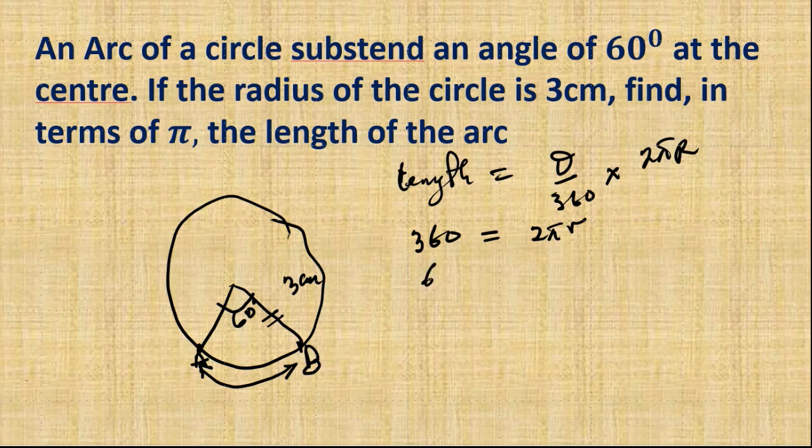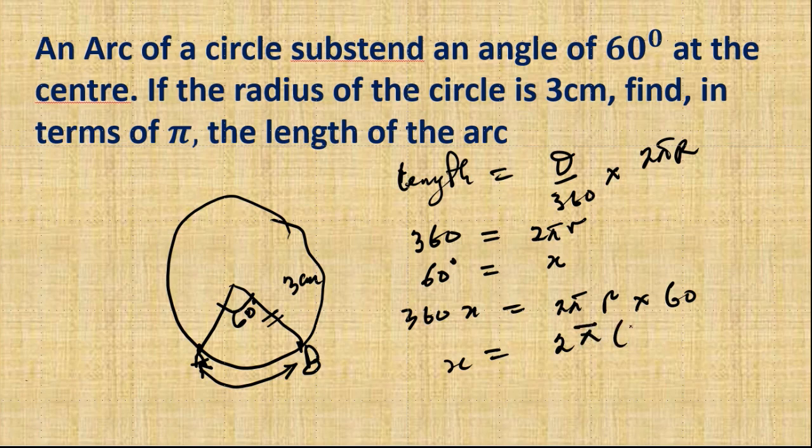So that theta, which is 60 degrees, will be equal to what? X. Now, if you cross multiply, you have 360 times x is equal to 2 pi r times 60. So that x, which is the arc, is the same thing as 2 pi r times 60 over 360. Our r is 3. That's 2 times pi. We have to express in pi, so we can leave that as pi times 3 times 60 over 360.